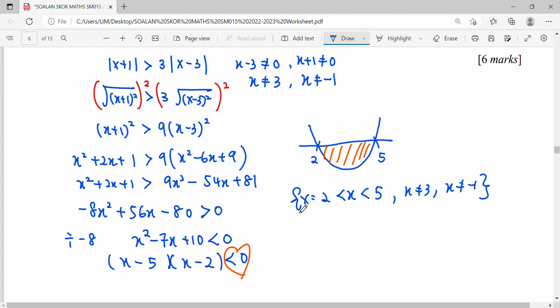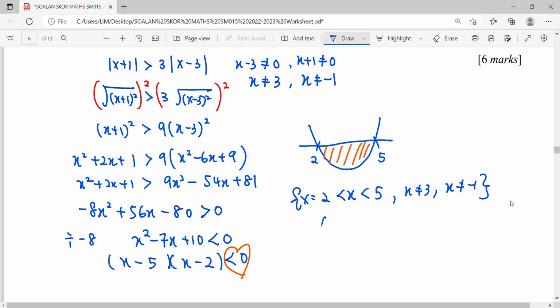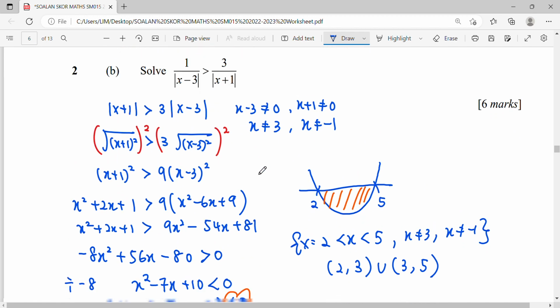So in set solution, we can accept the answer like this, but in interval form, you have to state it out clearly. It will start from 2, not included, so open bracket, up to 3, which is not included. Then continue, 3 up to 5. So this question can be stated in set solution or interval form because the question doesn't mention anything.